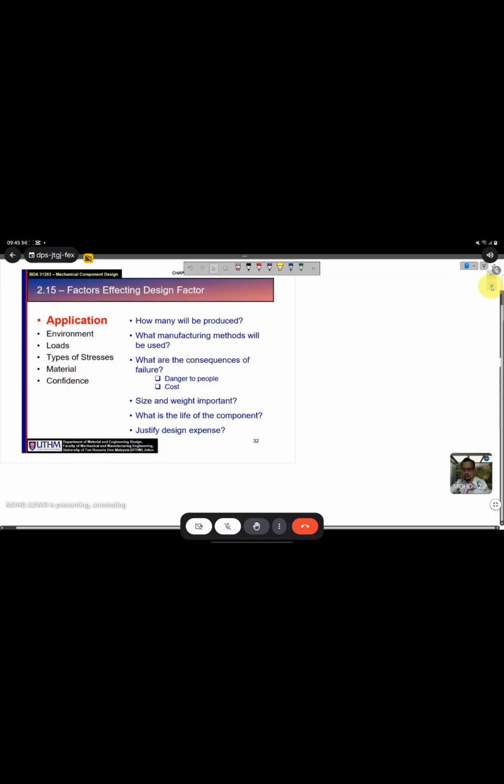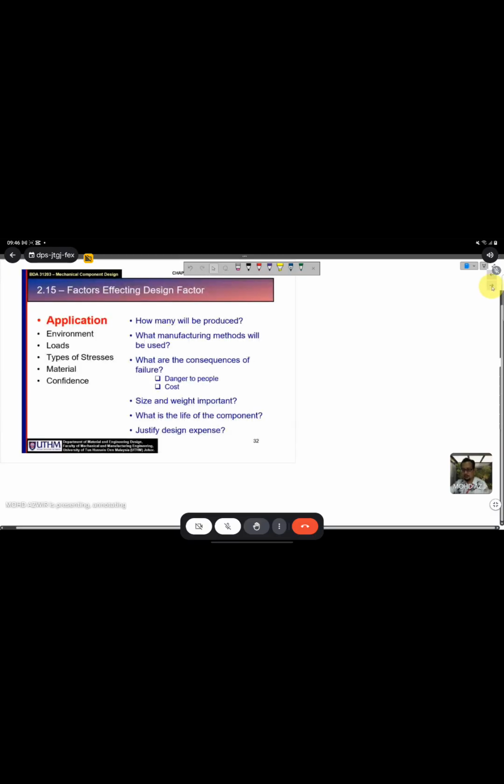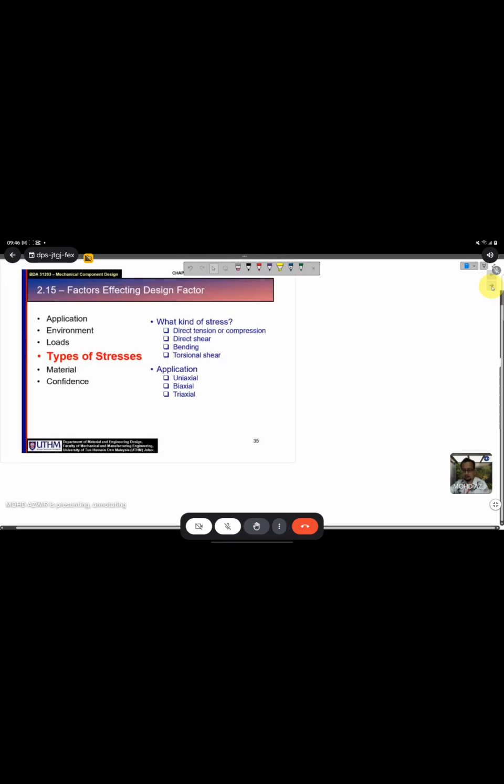This is some explanation of which factors affect the design factor, or safety factor. You need to consider the application of the load, the environment, where you want to put it, the load, the type of stresses and material, and also the confidence level. All these things will affect your design factor. I think you can read this by your own.